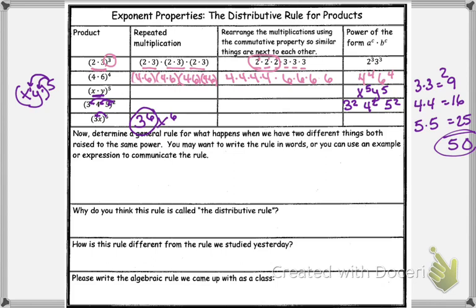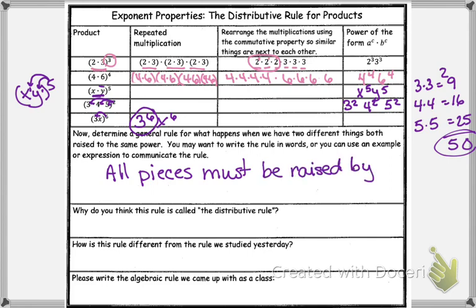So our rule, and the thing that's a little bit different here, is that we can think about simplifying first inside the parentheses and then applying the power. That's the easiest thing to do. But each piece has to be affected. So all pieces must be raised by the power.